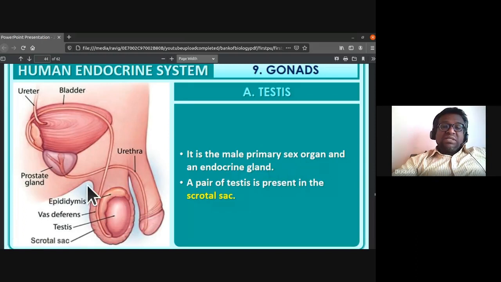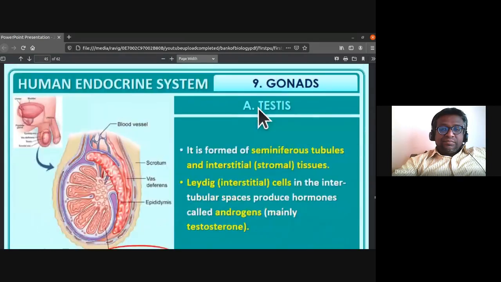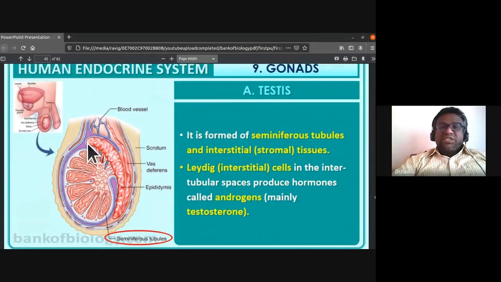A pair of testes is present in the scrotal sac. The testis is the male primary sex organ and an endocrine gland because it also secretes testosterone. So what is the testis formed of? The testes are formed of seminiferous tubules and interstitial tissues, or stromal tissues.